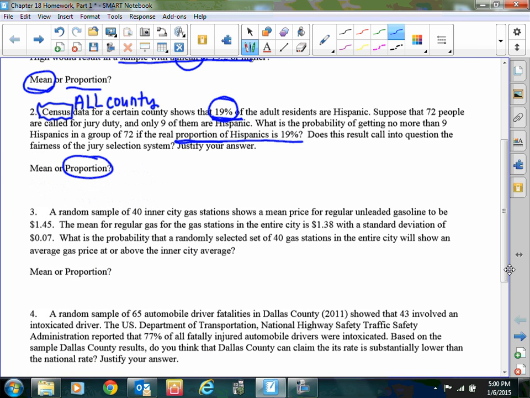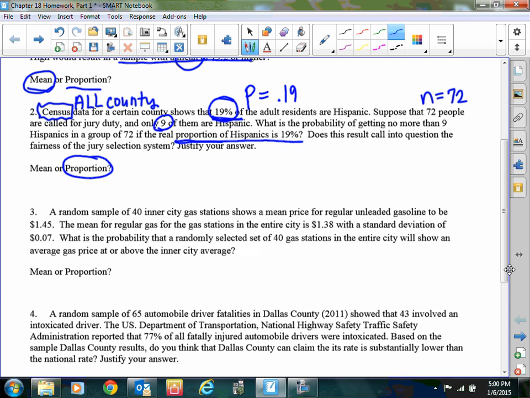So 19% of all adult residents are Hispanic. So while I'm thinking about it, this means the true P, the population P of Hispanics is 0.19. Okay, so I do know that. Suppose that 72 people are called for jury duty. This means this is a group of a sample of size 72. So they're going to be selecting the jury of 72 people. And when they did that, 9 of them are Hispanic.